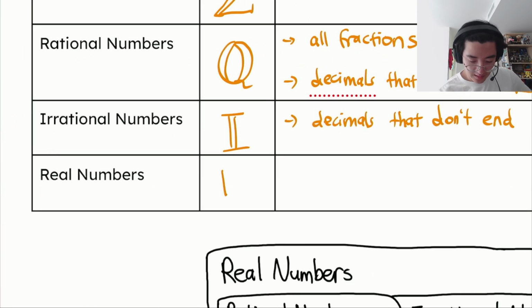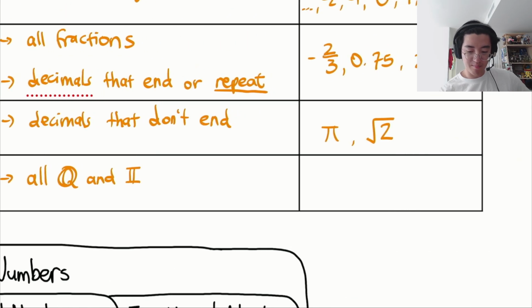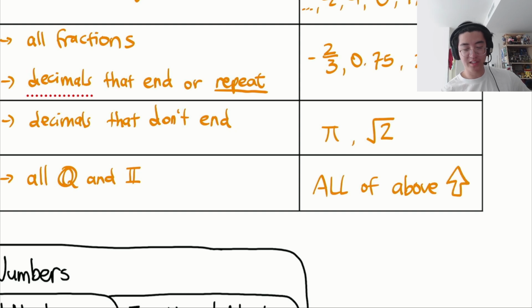And lastly, we got real numbers. Real numbers pretty much include all the rational and irrational numbers. Rational is Q and irrational is I. So pretty much everything above are real numbers. Pretty much every single number I can think of is most likely a real number.